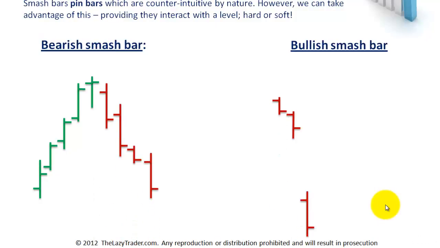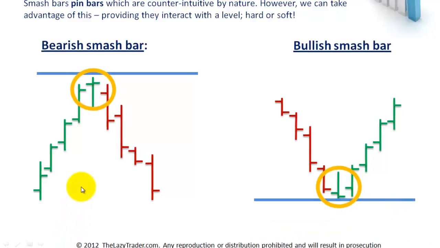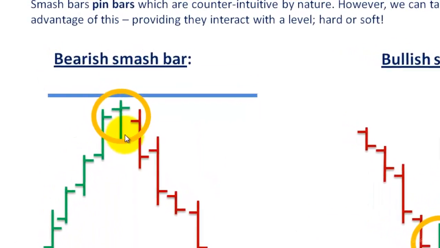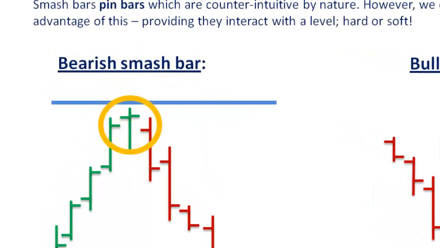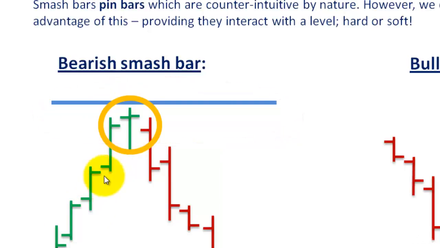But what is a bearish smash bar and what is a bullish smash bar? That is the question. Let me show you. A bearish smash bar is essentially where we get a low test bar or a bullish pin bar heading into a level of resistance. This level of resistance could be a hard level or a soft level, it doesn't really matter. But where we're expecting to see a high test bar here, interacting with the level where sellers are coming back into the market, we in fact have a low test or bullish pin bar reversal.